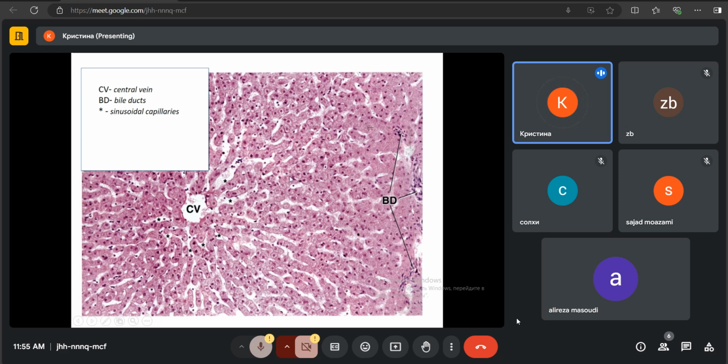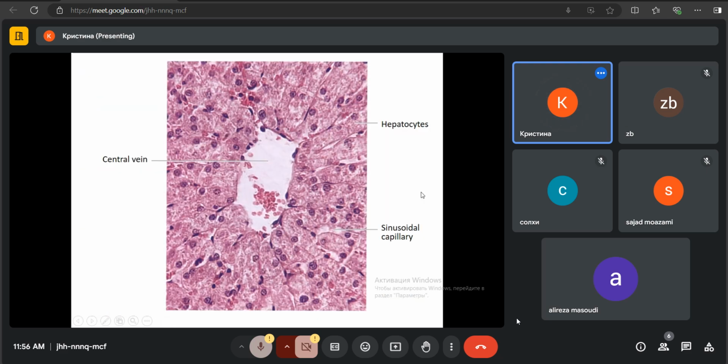Hepatocytes have mostly eosinophilic cytoplasm and round cell nuclei. Some hepatocytes can have 2 nuclei. It increases the functional activity of these cells. In the sinusoidal capillaries, we have endothelial cells and some other cells which can be present in these capillaries. At the periphery, we have connective tissue which contains blood vessels and bile ducts.